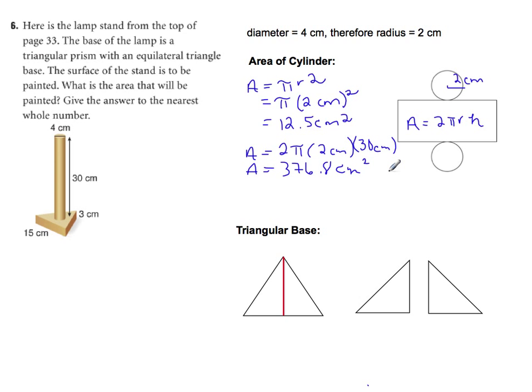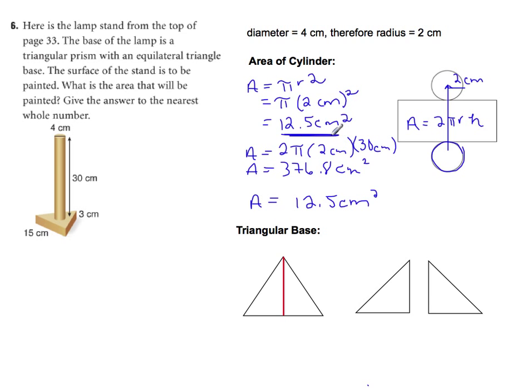I'm just going to double check my calculations before I move on. And I get 376.8. The area of the bottom circle here is the exact same thing as this area. So I know that the area of my base is also going to be 12.56 centimeters squared.